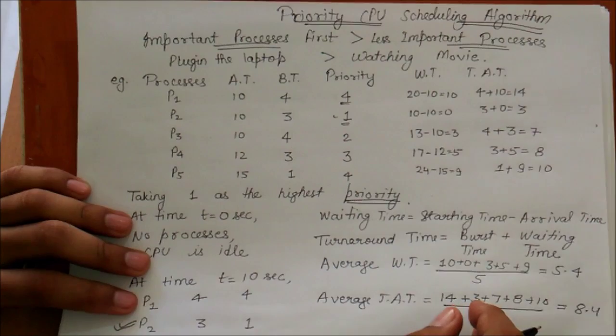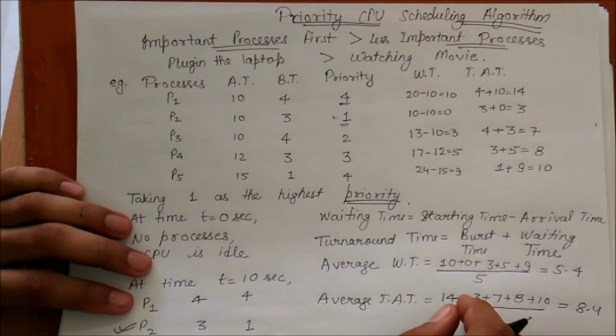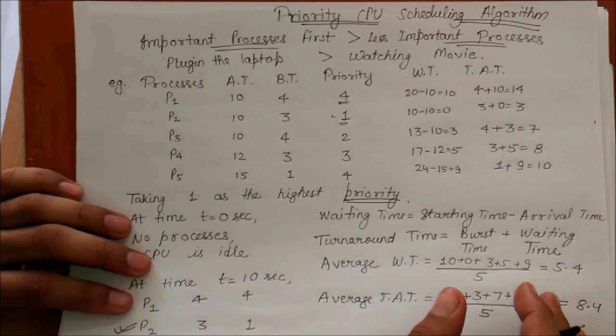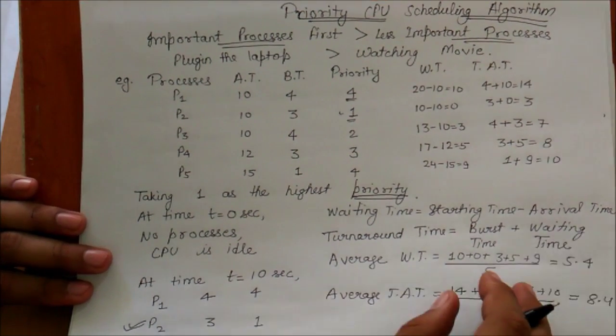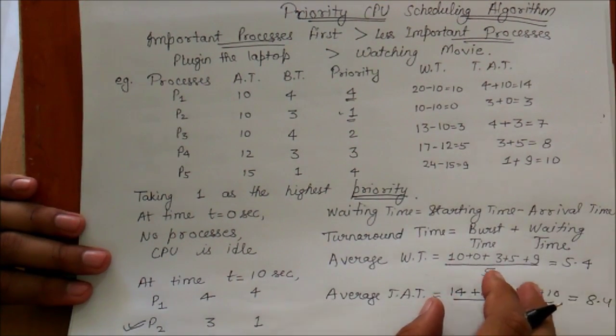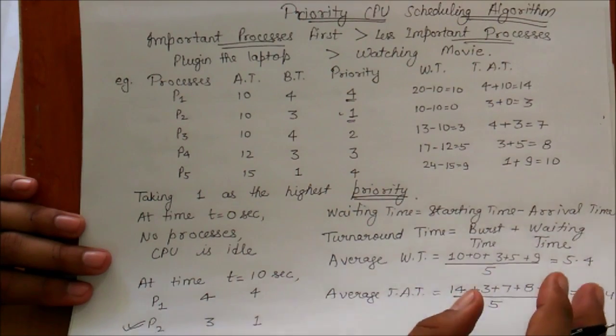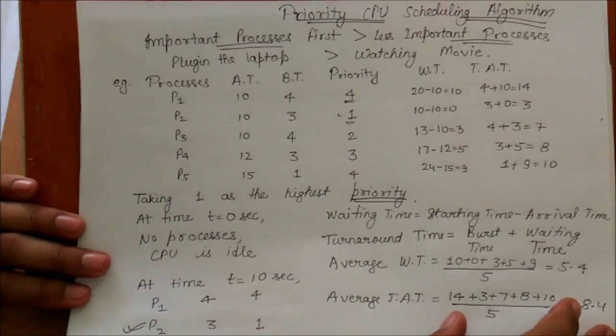The biggest advantage of the priority CPU scheduling is that the important processes are executed first rather than the non-important processes, which makes it a very important CPU scheduling algorithm, and it is used in various important operating systems.